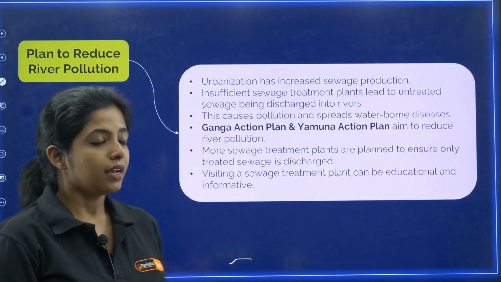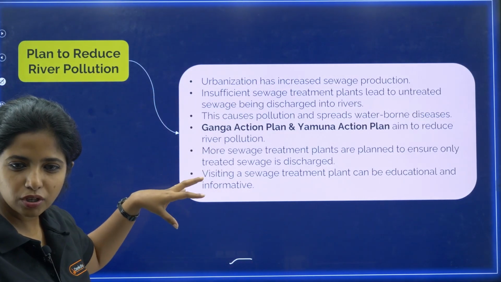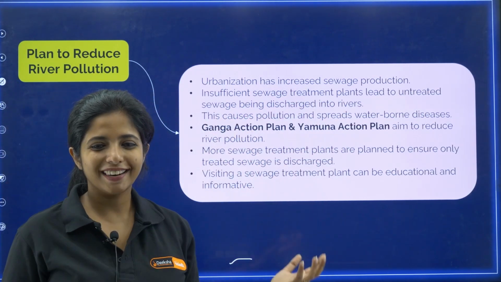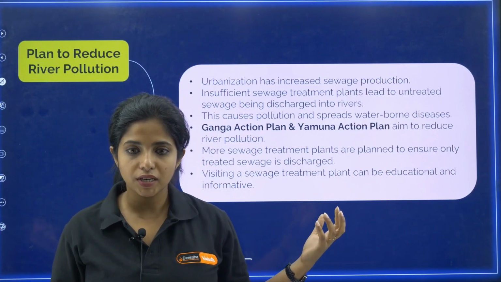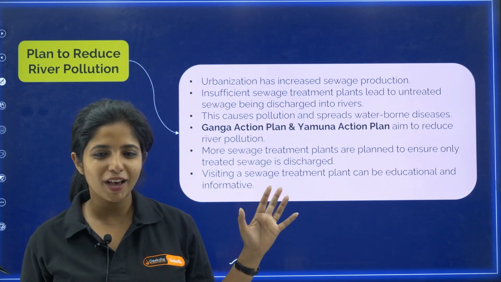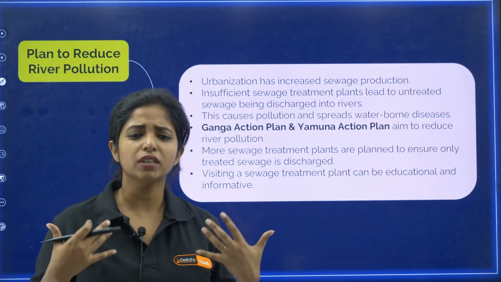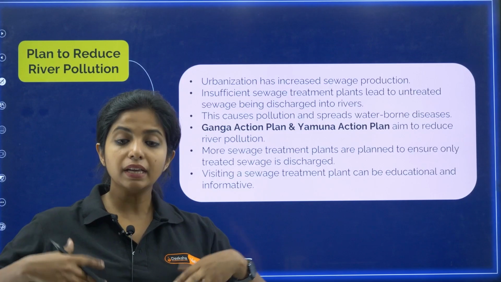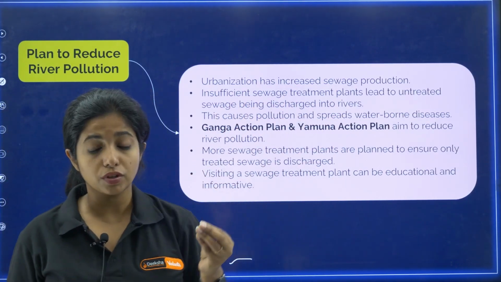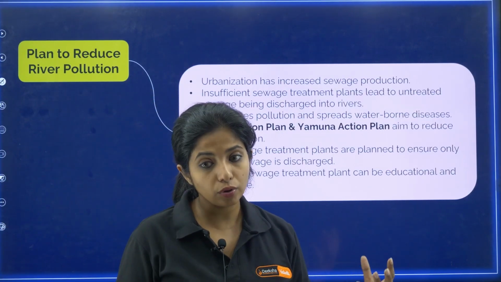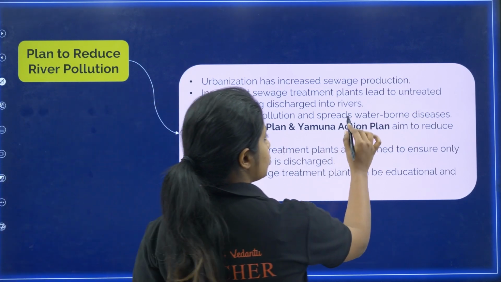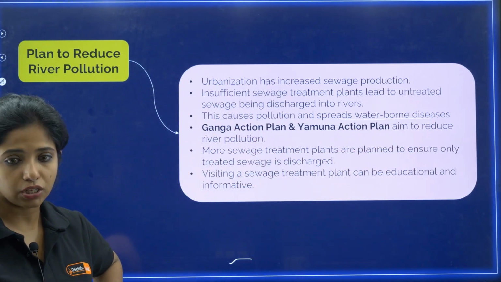Now, is there a plan to reduce the river pollution? Yes. Urbanization has increased sewage production, obviously, because lots of us are living in a city. If you see Bangalore itself, Bangalore is too much urbanized now. There is no place to walk around like that. We do have very beautiful places, but still lots of people are there. It will increase the sewage production. Insufficient sewage treatment plants lead to untreated sewage being discharged into rivers. When the waste accumulates, it is going to cause a lot of trouble. People are going to put it in the rivers directly. This causes pollution and spreads waterborne diseases, which is one major concern.